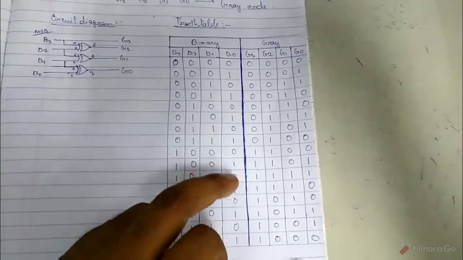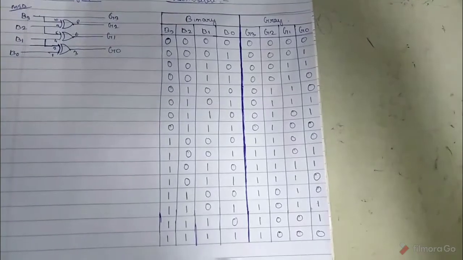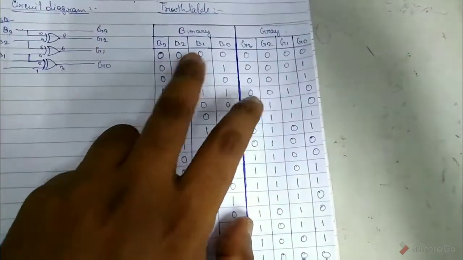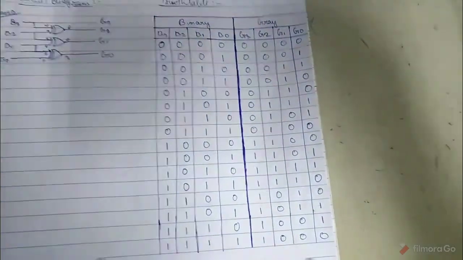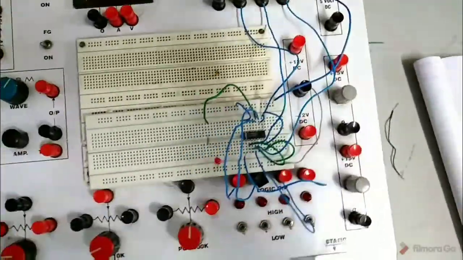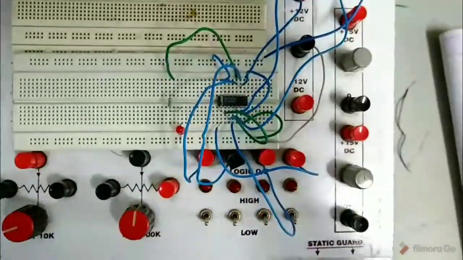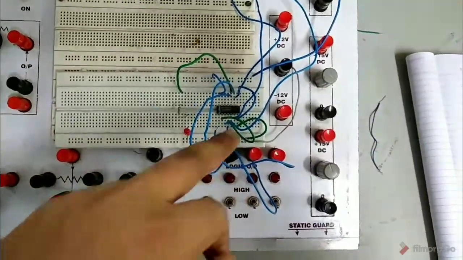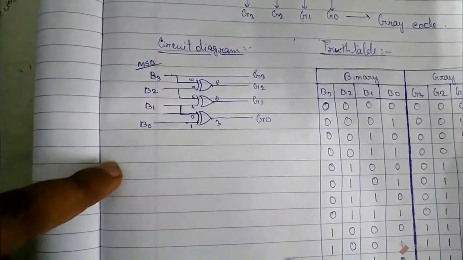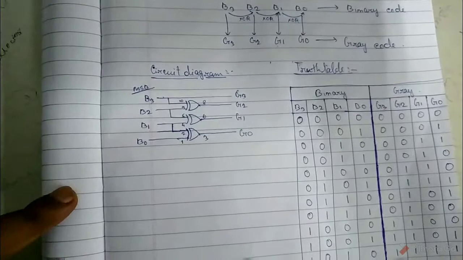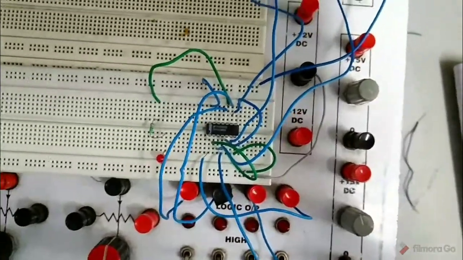So this is the truth table of binary to gray. See this 4-bit truth table, 4-bit binary numbers and 4-bit gray numbers. Now see, I have connected the circuit according to this circuit diagram. This is an XOR gate, and as you know from the construction of IC, one 7486 IC contains 4 XOR gates. We need 3 XOR gates here, so we need only one IC to design the whole circuit.